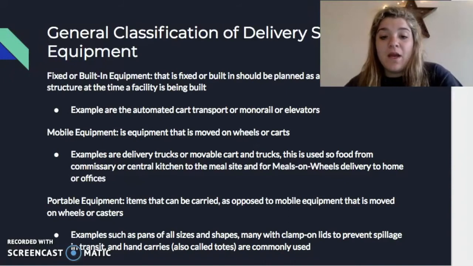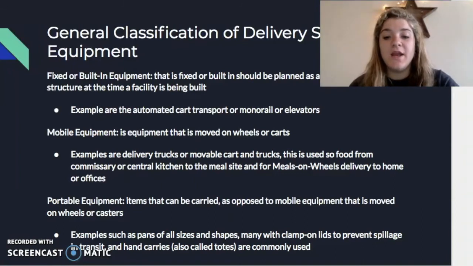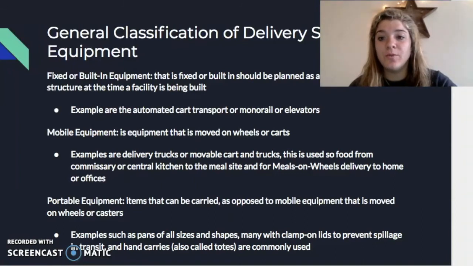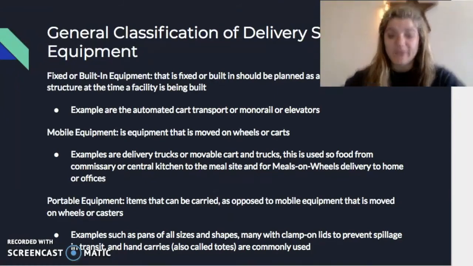Portable equipment. Items that can be carried. This is the opposite of mobile equipment because mobile equipment is moved by carts. An example of portable equipment are pans of all sizes and shapes, many with clamps. Totes that can be carried are also normally used for portable equipment.